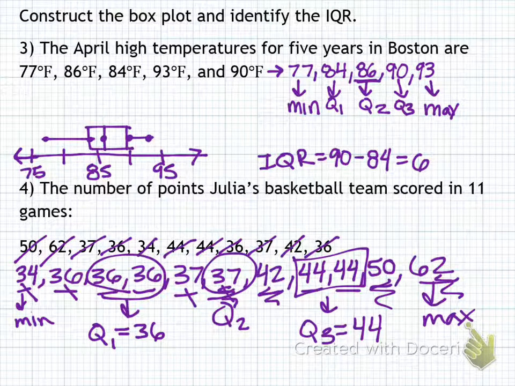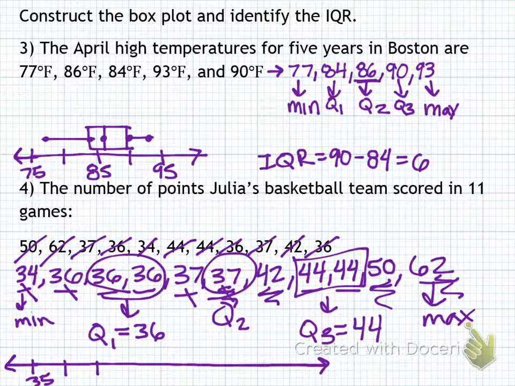For this, I have to go from 34 to 62. I could use 2s or 4s or 5s, however you think is the best way to show this on a number line. I'm going to go from 35 up to 65 in 5s. I know the lowest is 34, but I can just go right below that, right? So 34, that's my min.